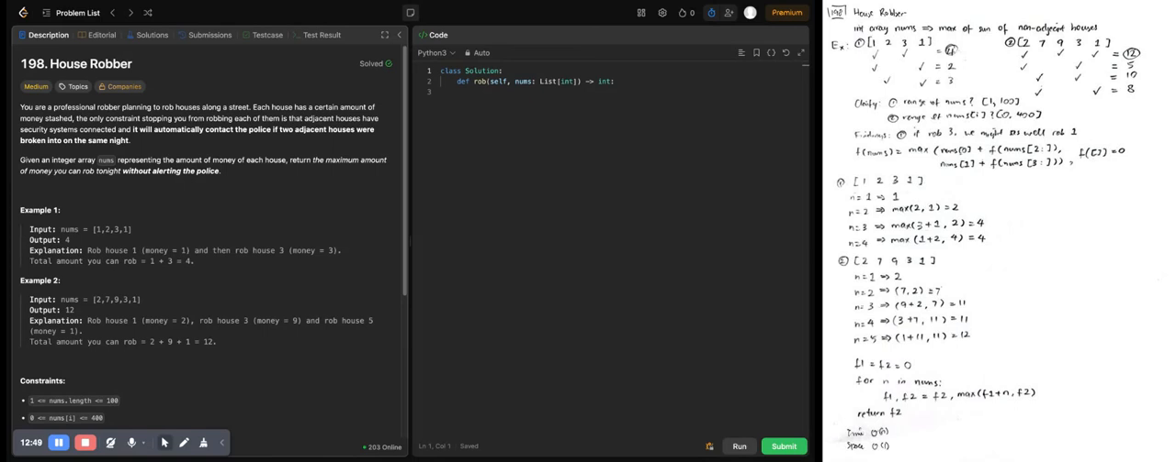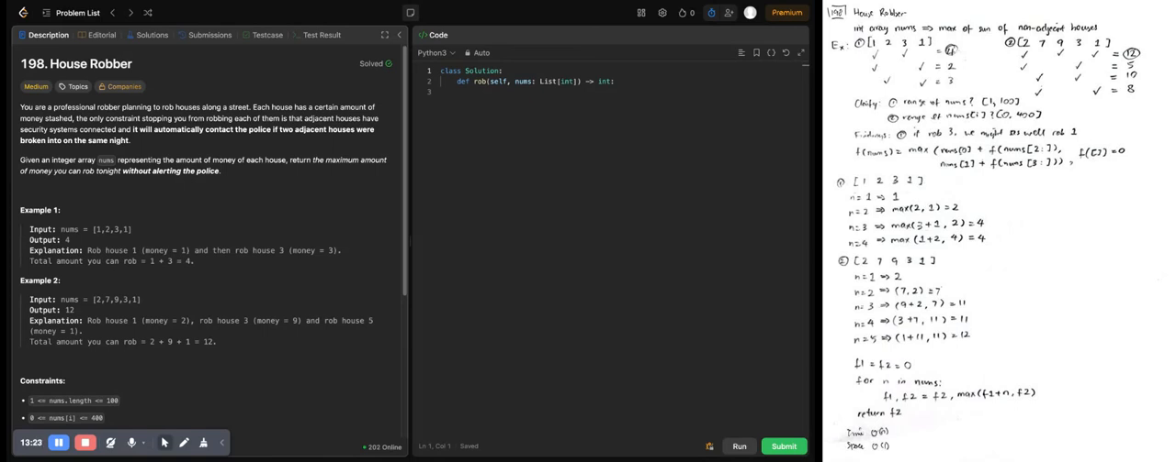When n is 4, then we take the max of 4. Oh, sorry, it's 1, 1 plus 2, or we could skip the current one and then take the previous, which is 4. And 4. So 4 is our answer, which is correct.